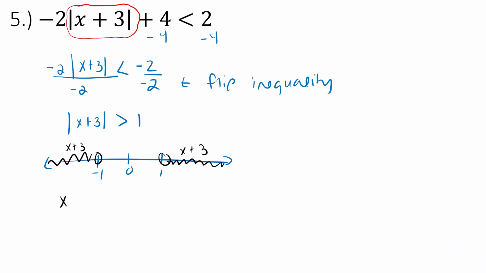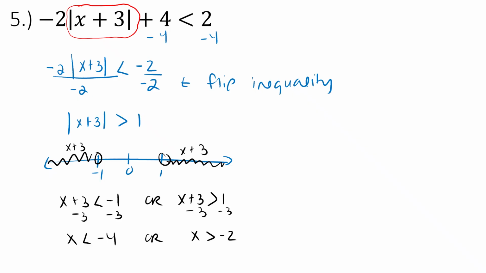So we have x plus 3 is less than negative 1, or x plus 3 is greater than 1. Go ahead and subtract 3. So x is less than negative 4, or x is greater than negative 2. If you were doing this in interval notation, it would be negative infinity, looks mostly like an infinity, unioned with, so negative 4, union with negative 2 to infinity. All right, so those are the last of the ones that we were to do by hand.